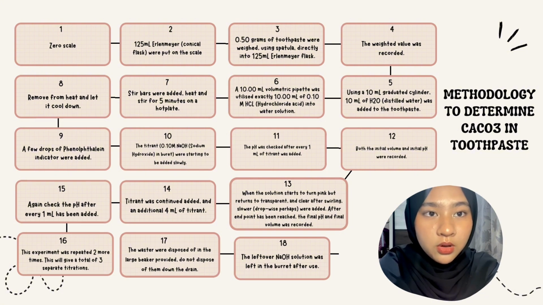Now, for the first step, of course, before using any analytical balance, we have to zero the scale in order to remove any unwanted weight from dust or other buildup and to have more accurate results. And then, a 125 ml Erlenmeyer flask, also known as a conical flask, was put on the scale.